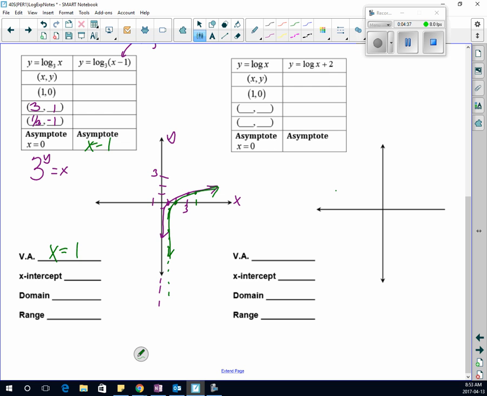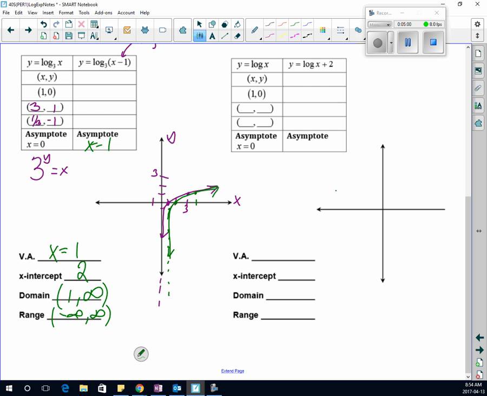My new x-intercept would be, what? 2. My domain? No, it's not 0. Yeah, 1 to infinity. And my range? All reals, so -∞ to infinity. Yes?